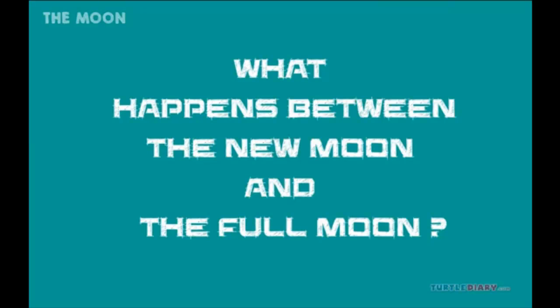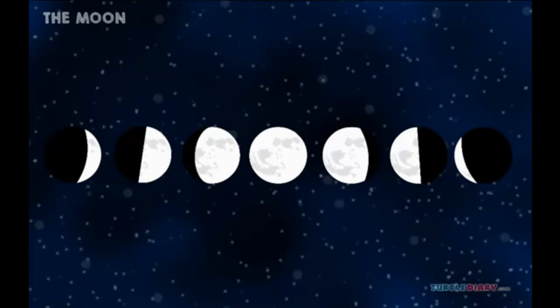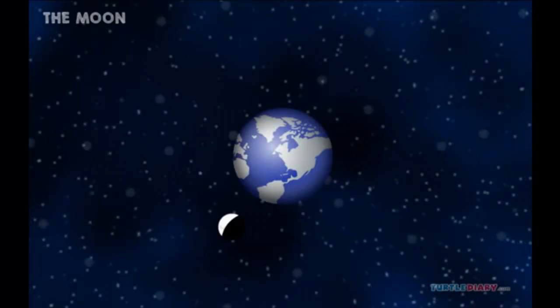What happens between the new moon and the full moon? We see only parts of the moon. First, we see just a little slice. Only a little of the sun's light is hitting the moon. It seems to get bigger each night. Then we can see half of the moon lit up. Each night we see more and more of it.